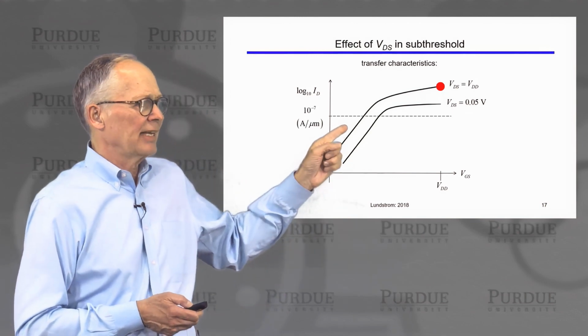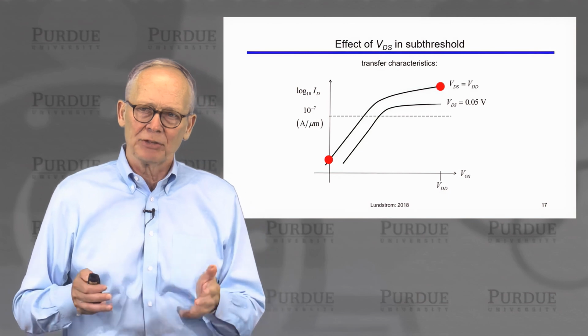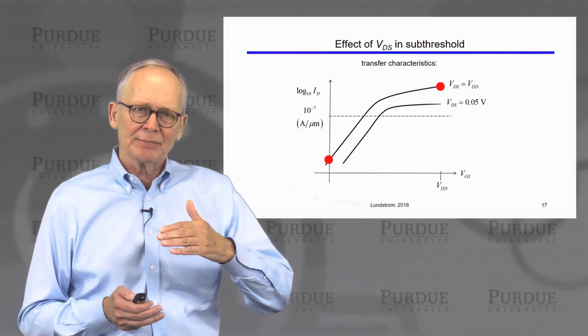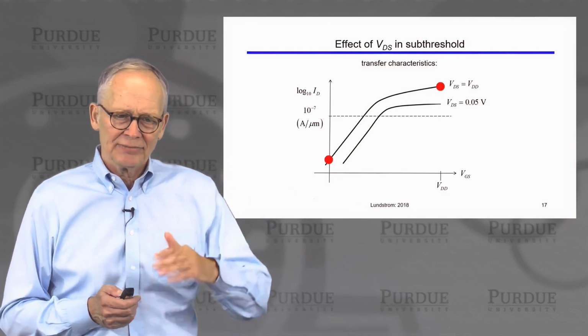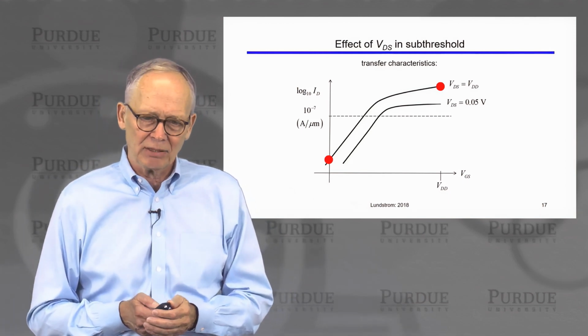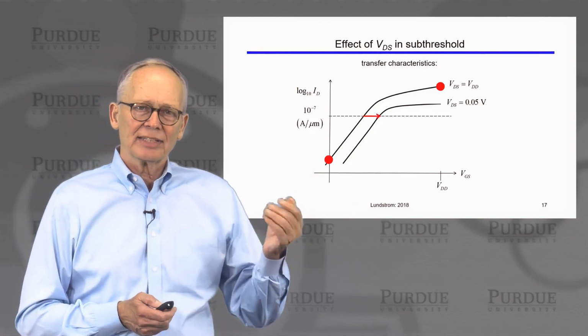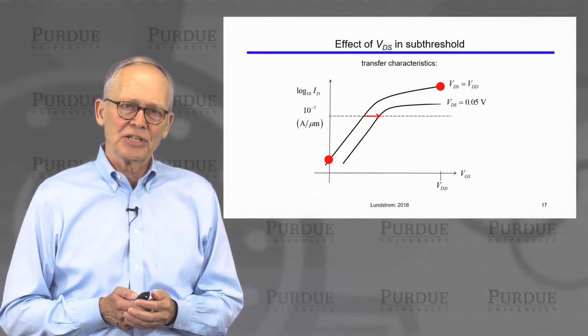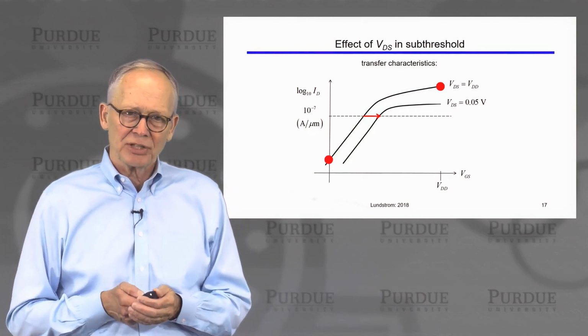And if I pick a small current, maybe 10 to the minus 7th amps per micrometer of width, and I'll say that that's my threshold. If I have a current above that, I'll consider the MOSFET to be on. If I have a current below that, I'll consider it to be off. If I pick that particular current, you can see that there's a shift in the gate voltage at which that current occurs. There's a parallel shift.